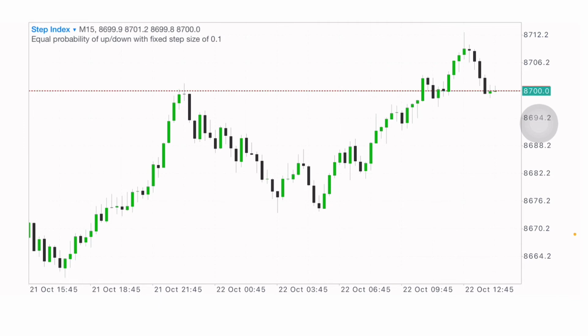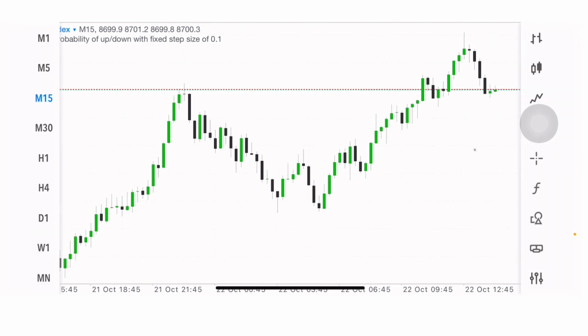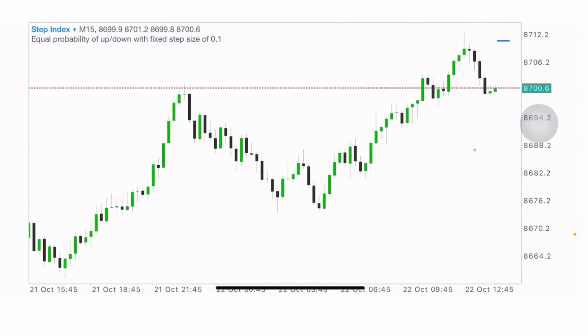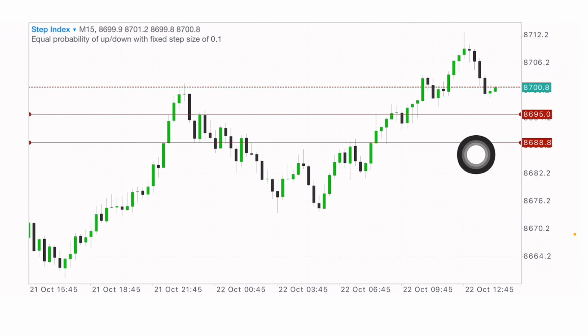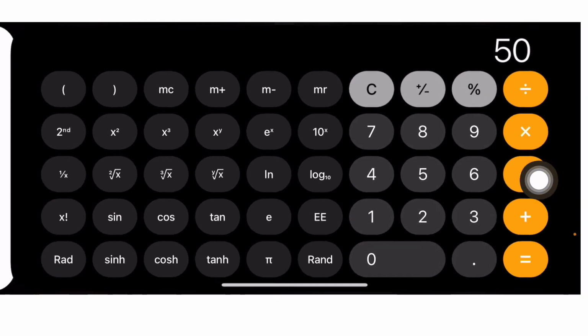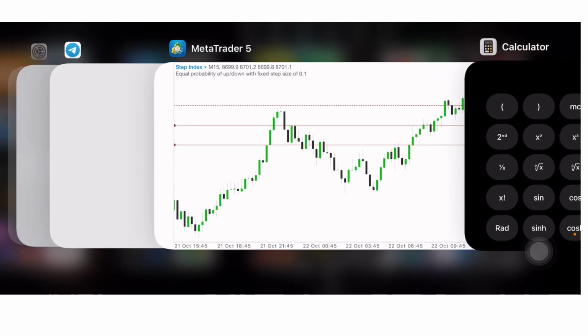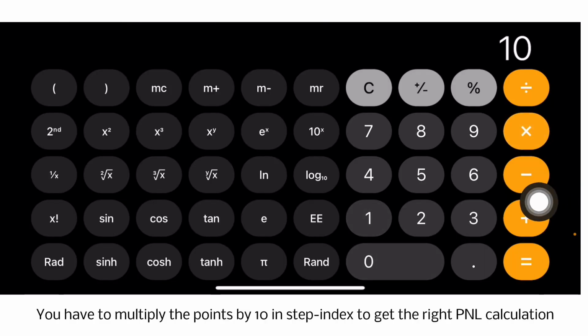So for example, let's assume you have an entry like this and an exit like this. The entry is 8695, your exit is 8688. So do the mathematics: 8695 minus 8688. So the difference is 7 times 10. That is what is going to apply once you open a trade in it.